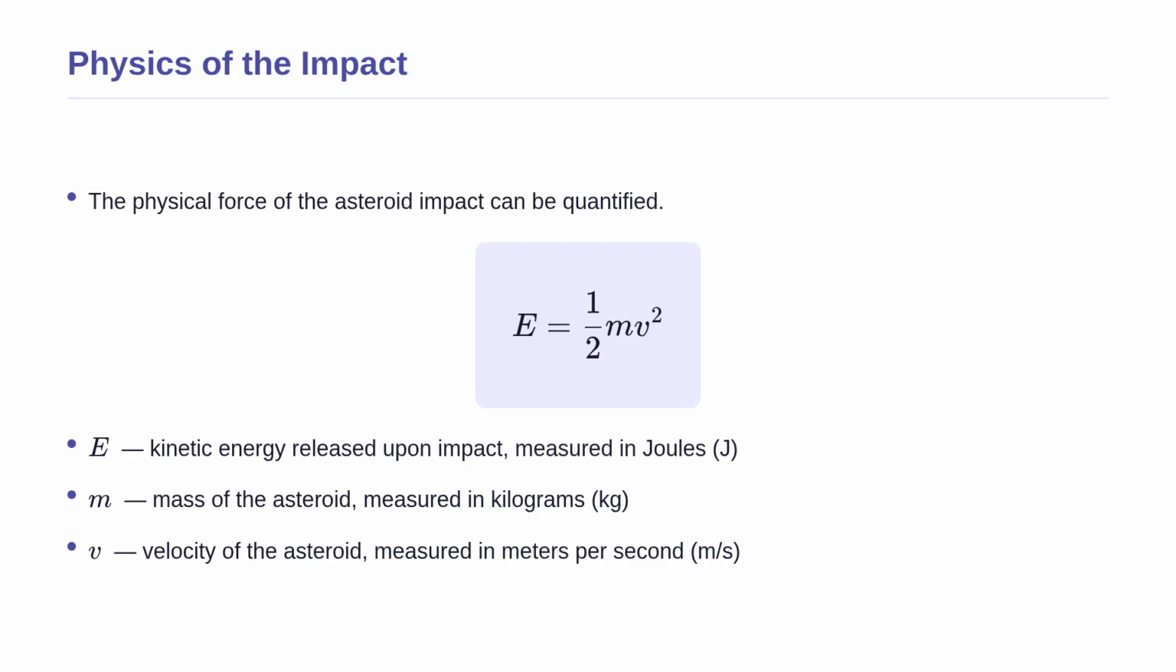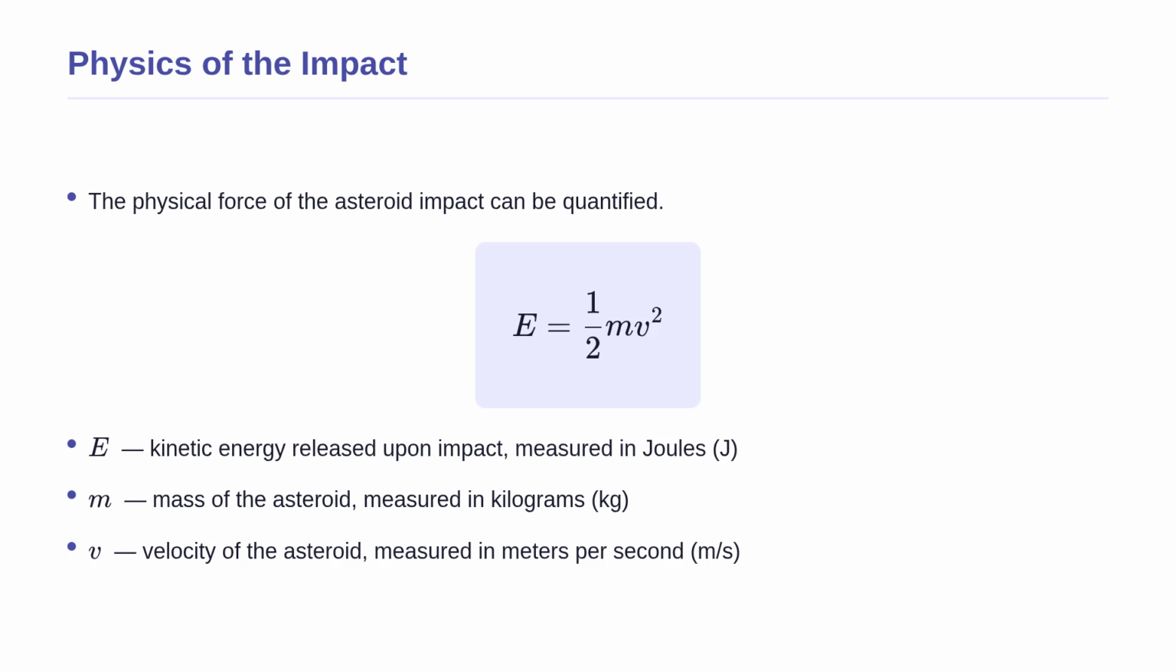Before we move on to the biological aftermath, let us understand the physical force of the impact itself. To truly grasp the sheer scale of the devastation, we can calculate the kinetic energy released by the asteroid using a fundamental physics equation. The formula is E equals 1/2 m times v squared.